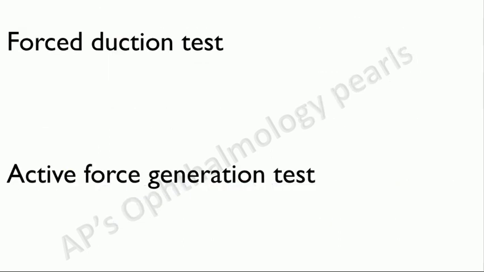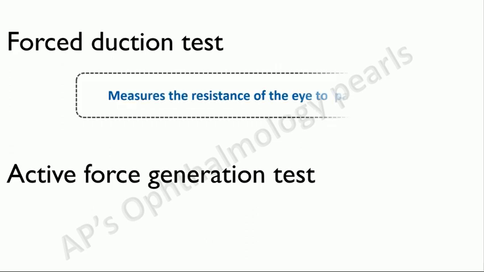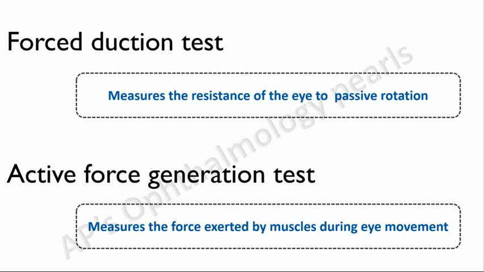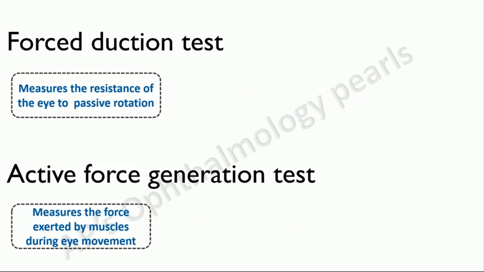A closely related test is the active force generation test. Whereas the force duction test measures the resistance of the eye to passive rotation, the active force generation test measures the force exerted by muscles during eye movements. The two mainly differ in the executor of the action.